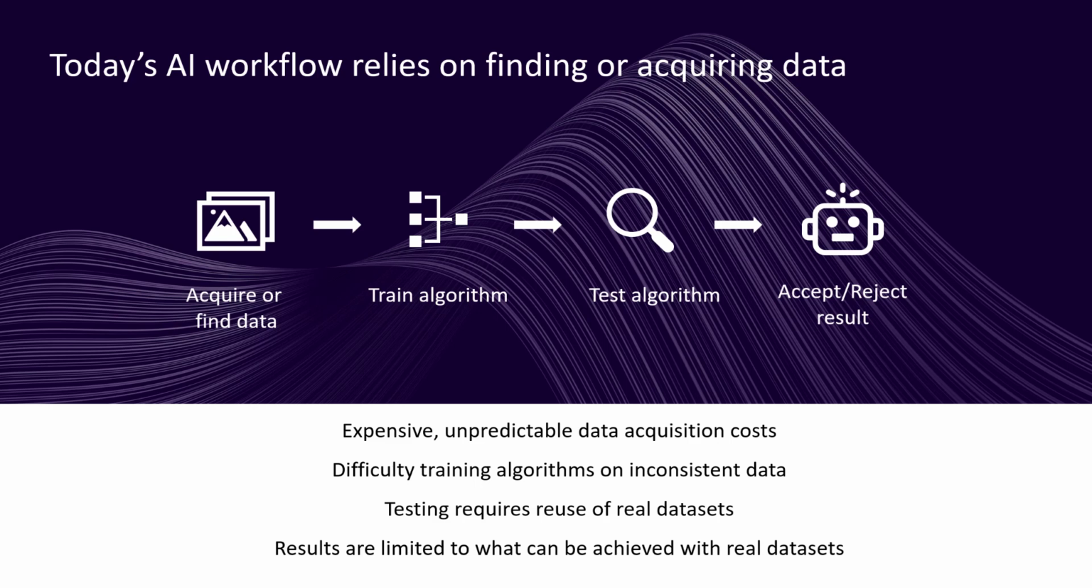Typically, what we find is data scientists today are focused on acquiring or scraping together whatever data they can get, training algorithms based upon that data, testing the algorithms, maybe tweaking them a little bit, and then just accepting or rejecting the results. This process tends to be unpredictable and expensive. It can be very difficult to train algorithms on inconsistent data. The testing requirements for using real data only actually requires you to partition your data such that you can't even use all of the real data to train. And the results tend to be limited to just, you get what you can.